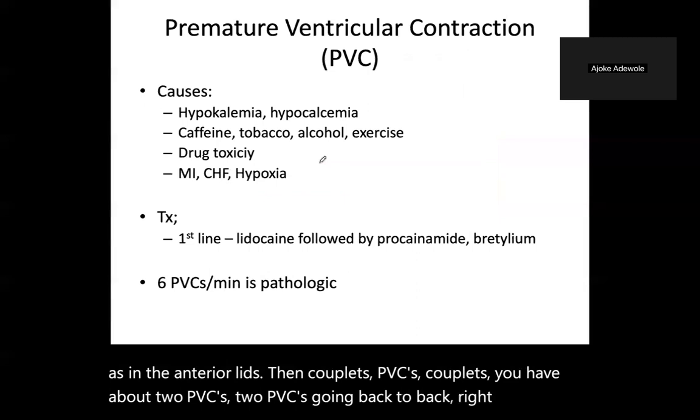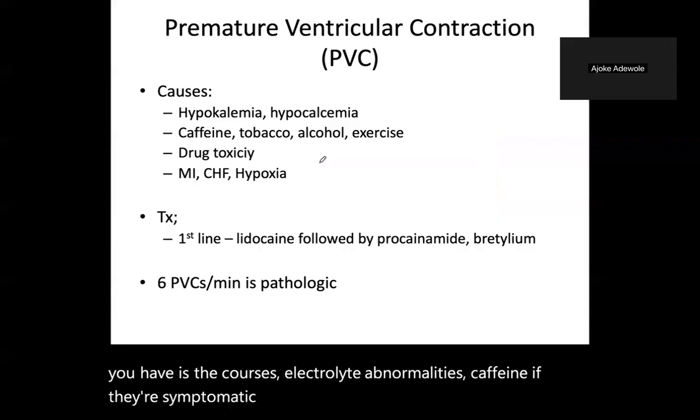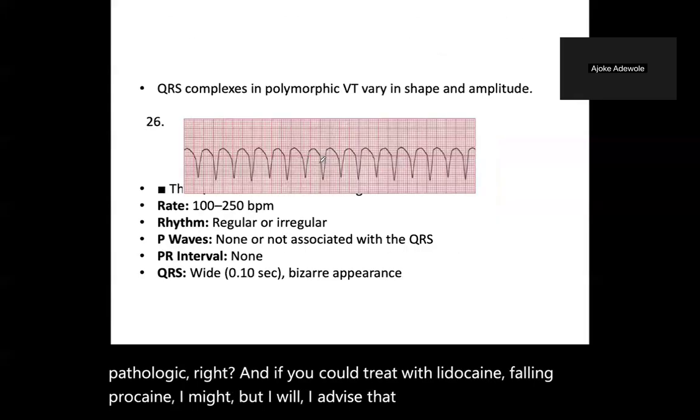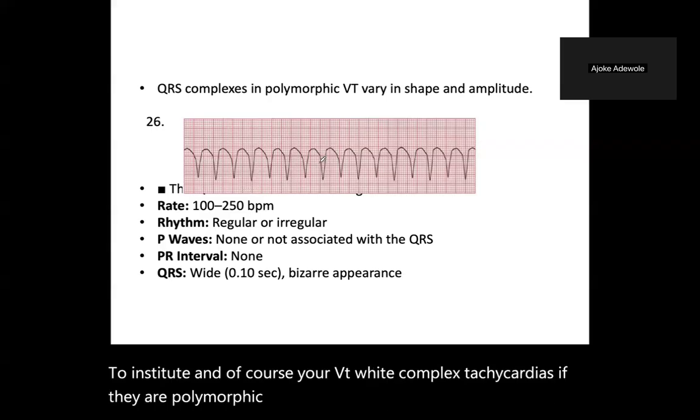The causes are electrolyte abnormalities and caffeine. If they are symptomatic, if you have six PVCs in 1 minute, it's pathologic, right? You could treat with lidocaine followed by procainamide, but I advise that you leave this to the cardiologist to institute. And of course, you know your VT, wide complex tachycardias. If they are polymorphic, you are thinking of Torsades de Pointes, right?